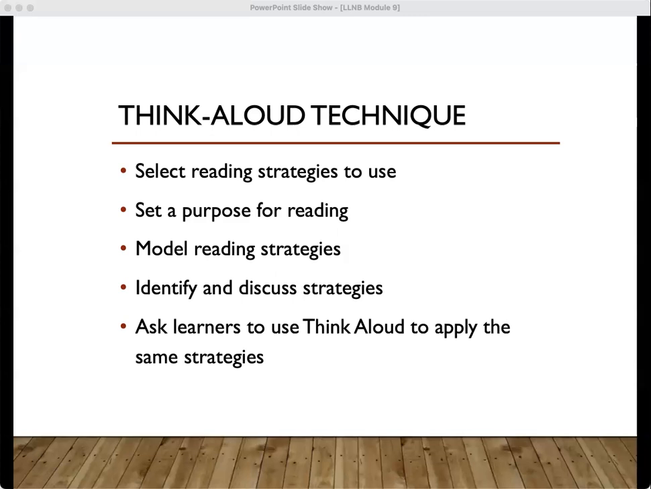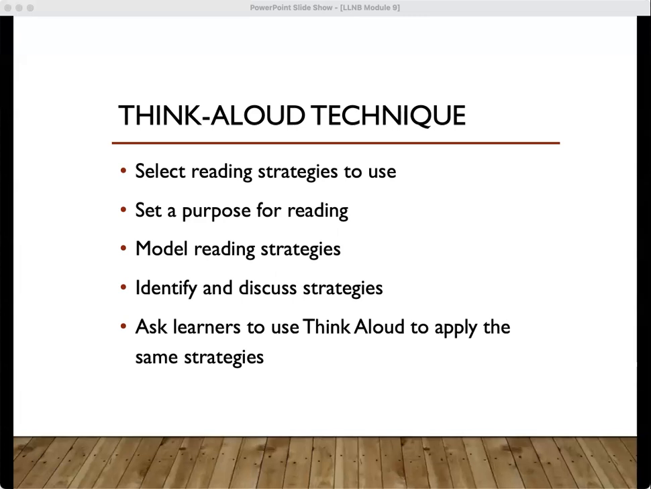Step 2, set the purpose for reading and be clear about it with your learner. This is the first thing a strong reader does, but many learners don't do this, especially if they've been assigned a reading. Setting the purpose will also help a learner connect specific strategies with specific purposes for reading.